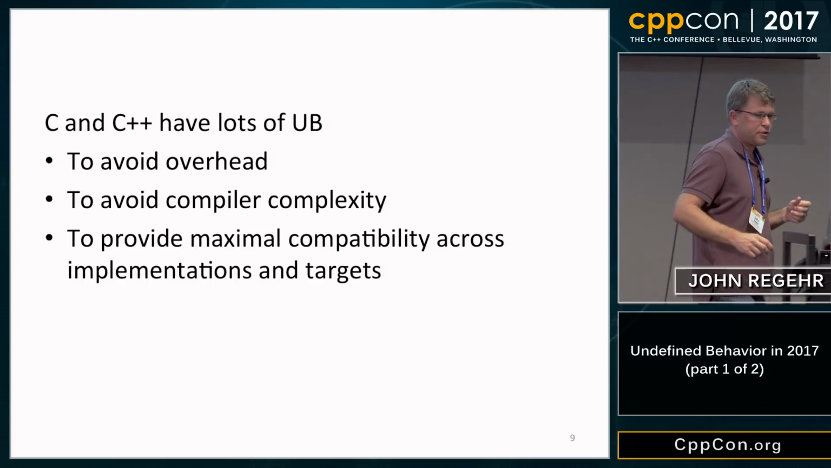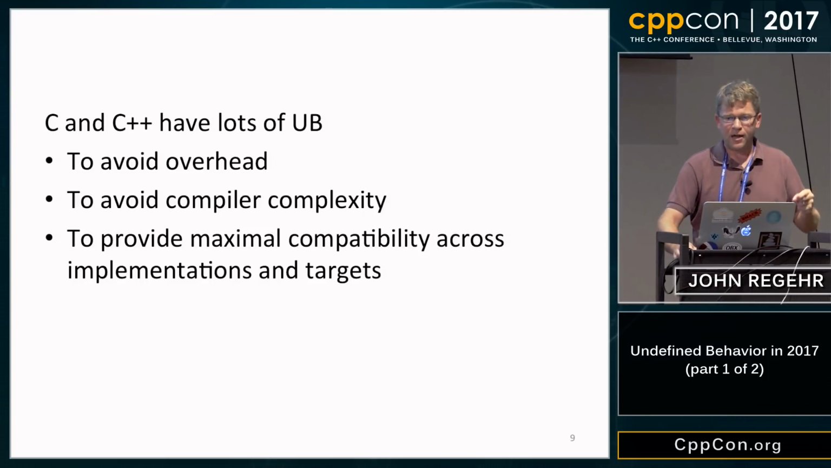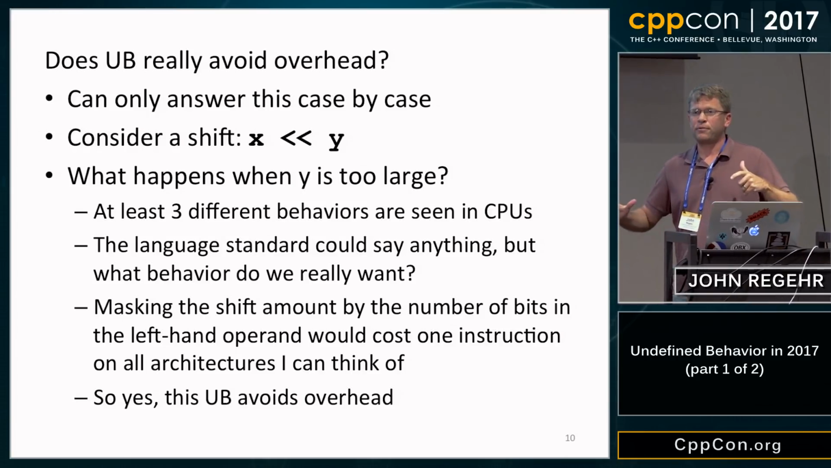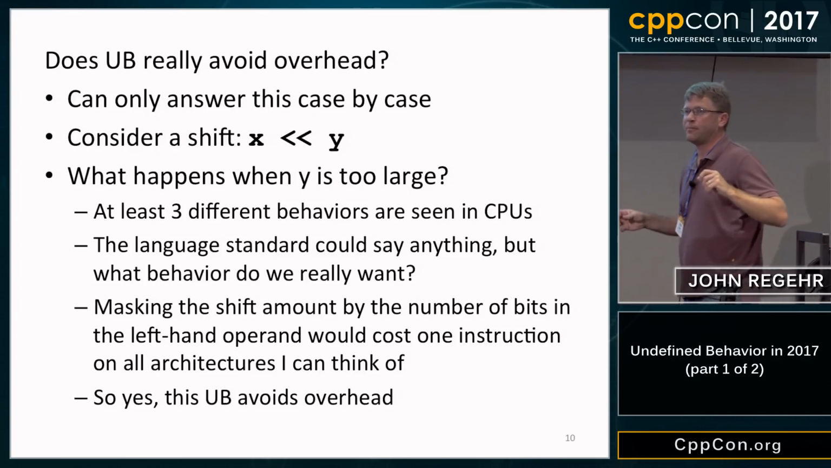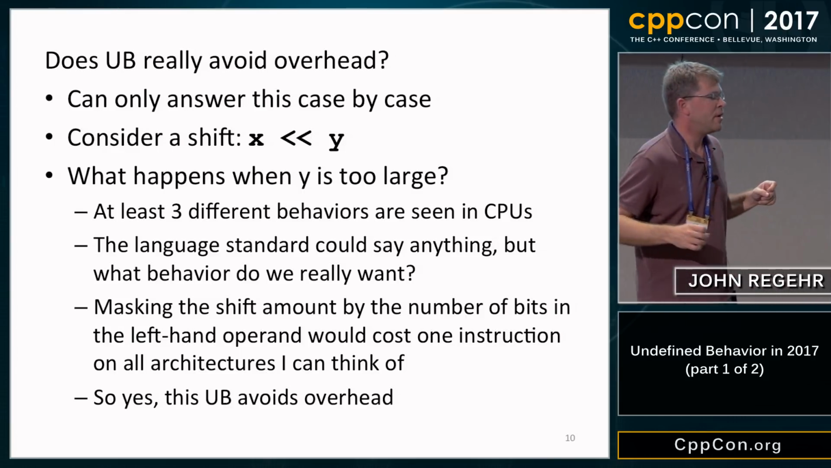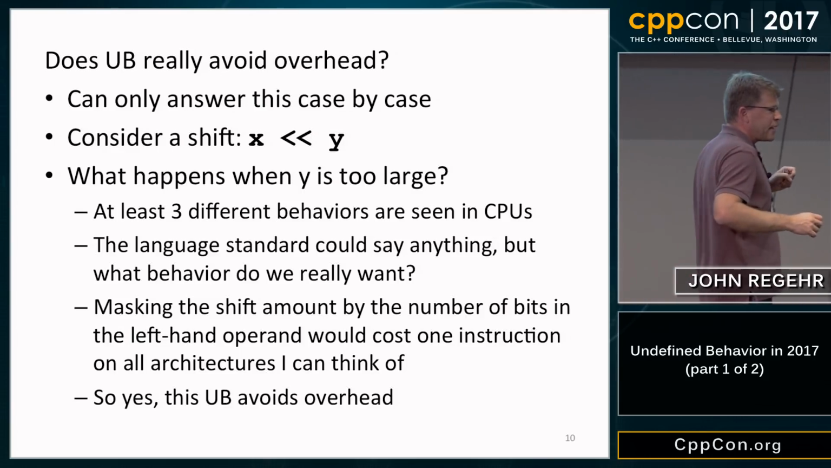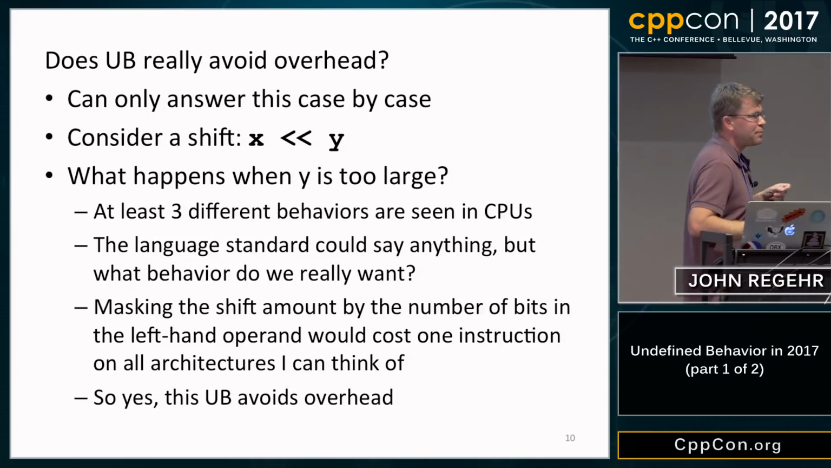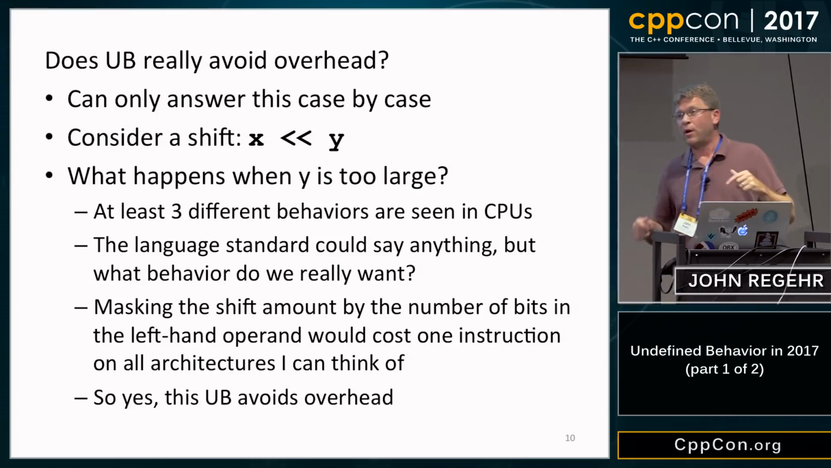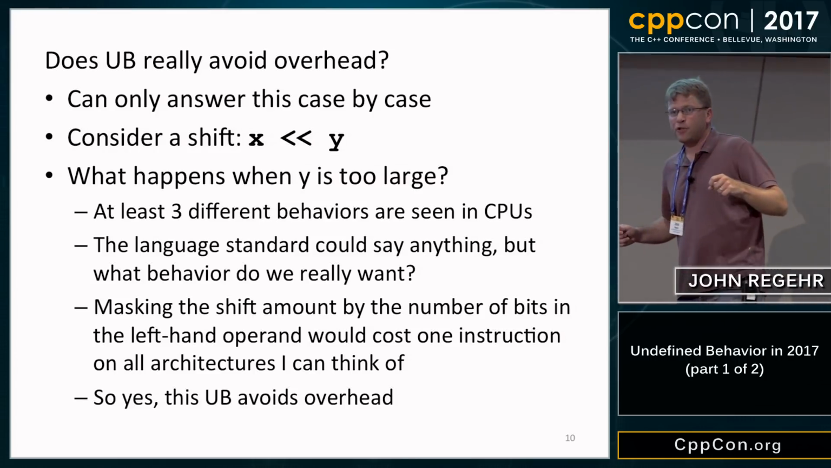So let's look at this question. This question is kind of fun: does undefined behavior avoid overhead? And of course, the answer is absolutely yes in many cases, but you have to look at this on a case-by-case basis. So let's look at a really simple example. The question is something like: is the shift operation in C++ made more efficient by the fact that shift is undefined when the shift exponent is too large?